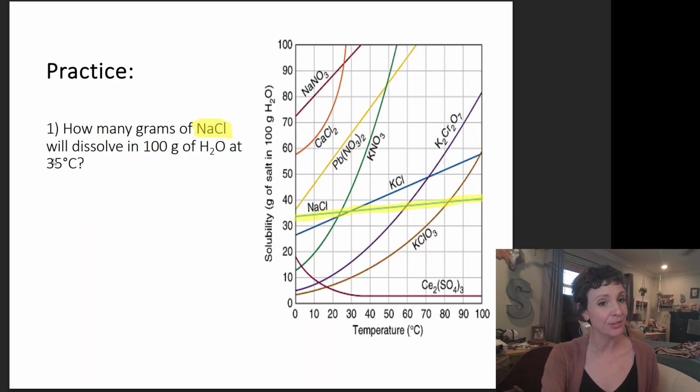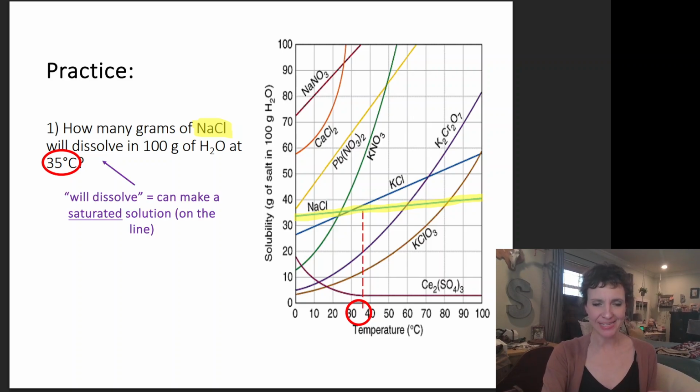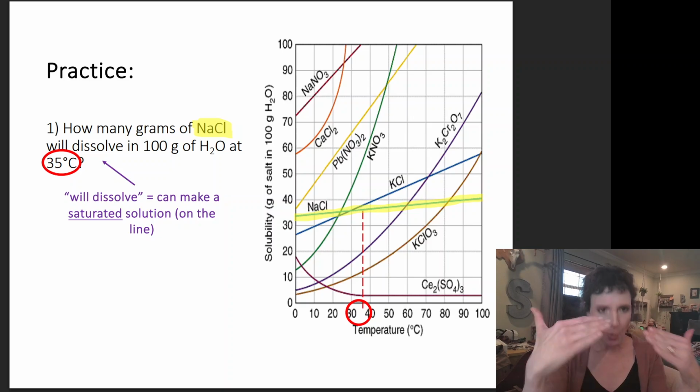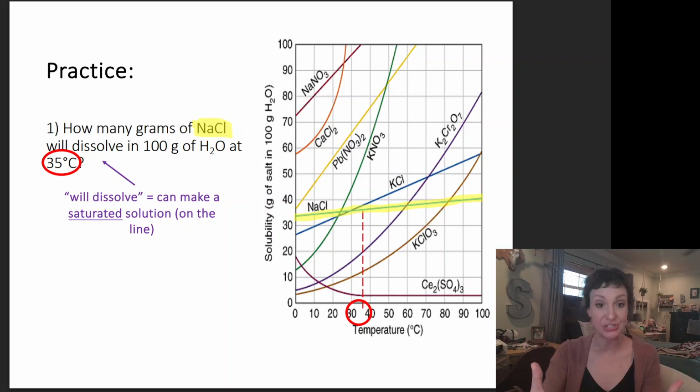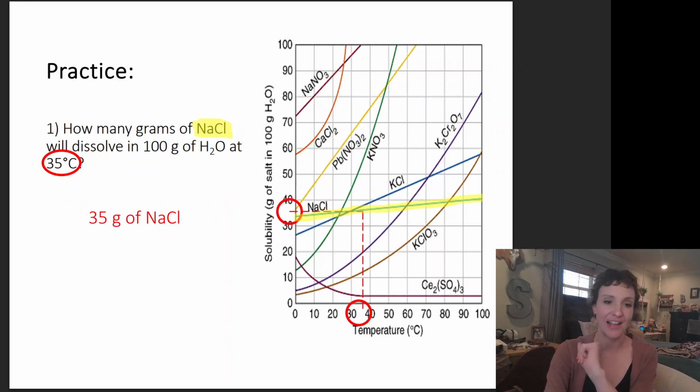And the temperature that I'm looking at is 35 degrees, right? So 35 degrees, perfect. How many grams at 35 degrees? What do you mean, how many grams at 35 degrees? When I say will dissolve, that is asking, what can I do to get to a saturated solution here, okay? So that means I will be reading 35 degrees to get to the line. That's how many grams will dissolve, and if I extrapolate back to my y-axis, I get about 35 grams of sodium chloride. That is how much will dissolve at 35 degrees Celsius, okay?